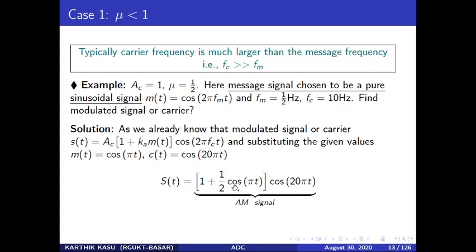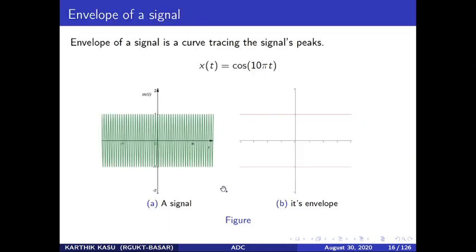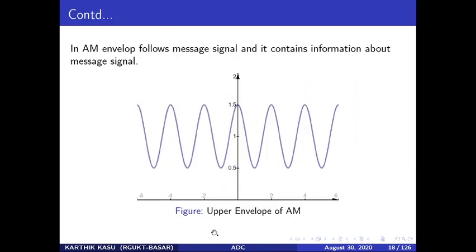Minimum is what? So S of t will be minimum when cos pi t is minimum. So what is the minimum of cos pi t? Minus 1. So when cos pi t is minus 1, you get 1 minus 1 by 2, that is 0.5. That is what we are getting here. So the minimum value of this envelope is 0.5, maximum is 1.5. So it will never be negative.